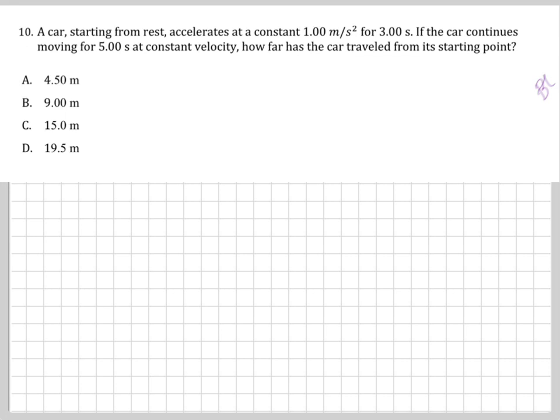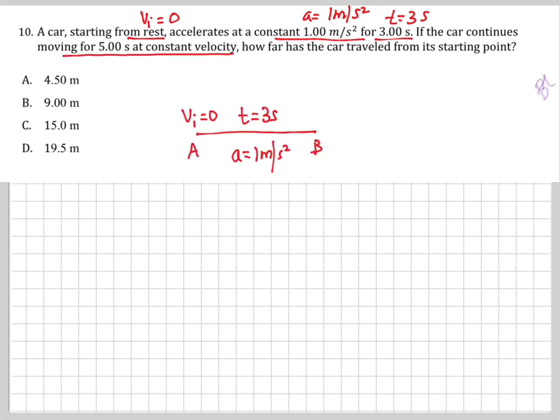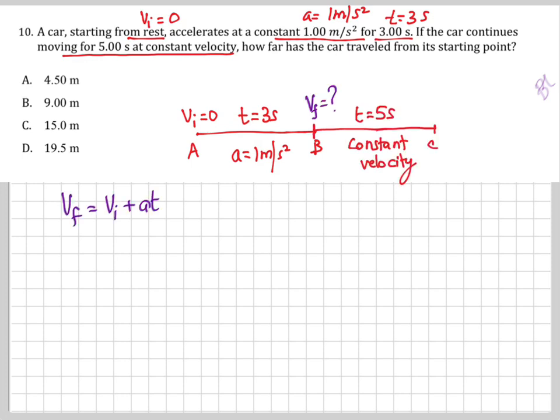Next, a car starting from rest accelerates at a constant 1 meter per second square. That means that's the value for acceleration. And it's starting from rest, so Vi is equal to 0. The time is 3 seconds. Now, if the car continues moving for 5 seconds at a constant velocity, how far the car traveled from its starting point? So we want to visualize it. Let's say the car started from point A, from rest, and reaches point B in 3 seconds. Then from B to C, it's going to travel with constant velocity for 5 seconds.